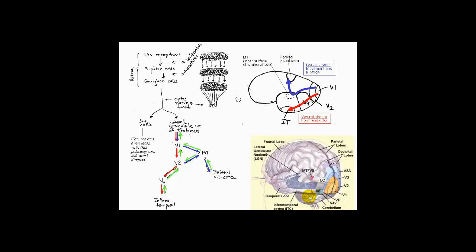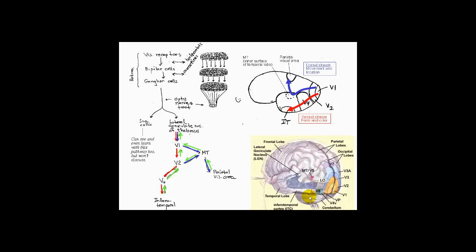So V1 is in the back of the brain in the occipital lobe. We already kind of know that. In front of that, there's V2. You don't know that's where V2 is, but it is. That's also in the occipital lobe. Then here's V4. Oh, that's the temporal lobe. Never mind. Okay, there's V4. Here is the parietal visual area. On the inside surface of the temporal lobe is this area MT.